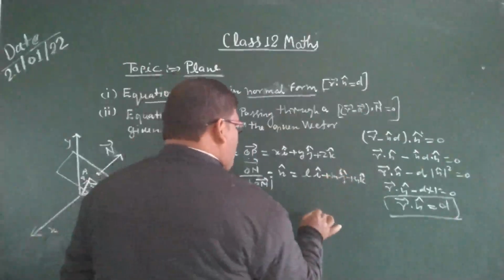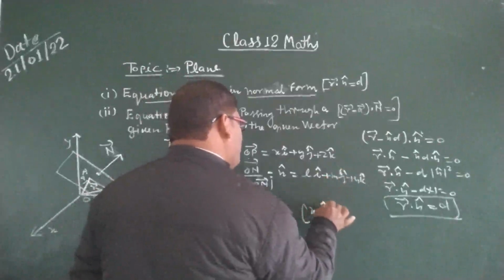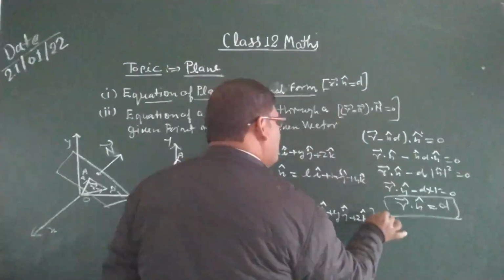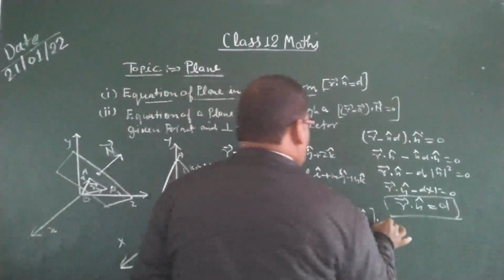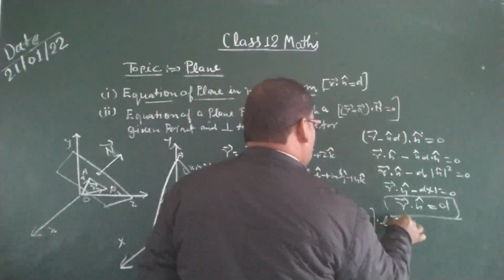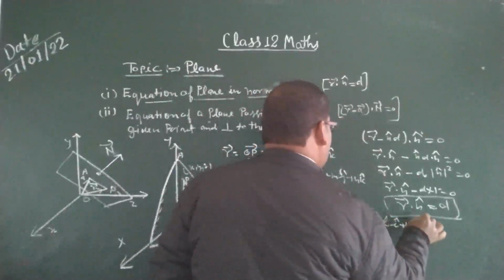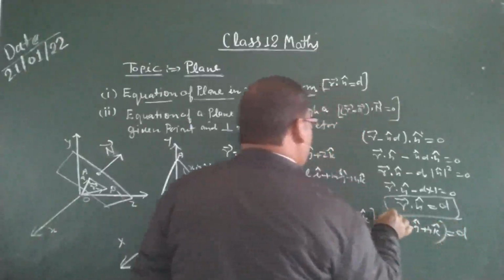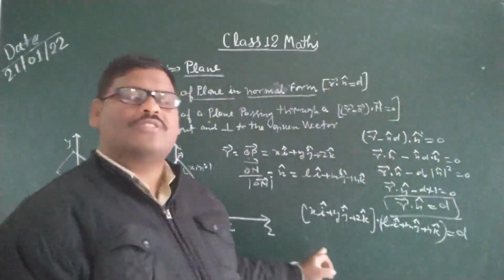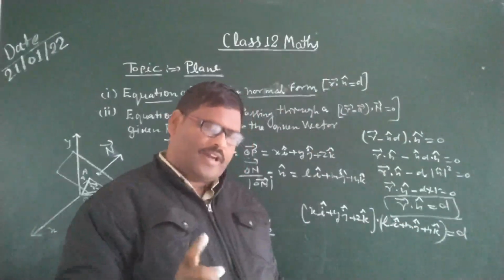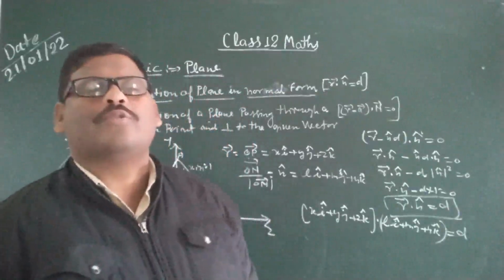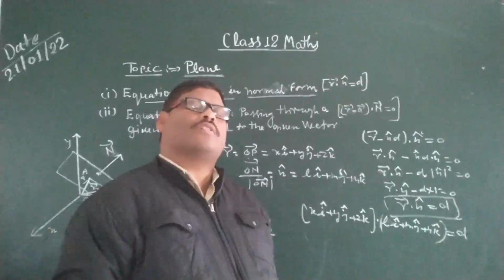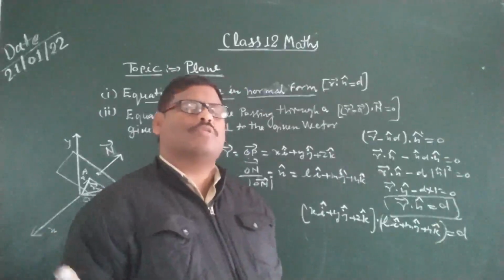That is, r is x i cap plus y j cap plus z k cap, dot product n cap, that is l i cap plus m j cap plus n k cap, is equal to d. Now find the dot product of these vectors. As you know, i dot i is equal to 1, j dot j is equal to 1, k dot k is equal to 1, and i dot j is equal to j dot k is equal to k dot i, all equal to 0.